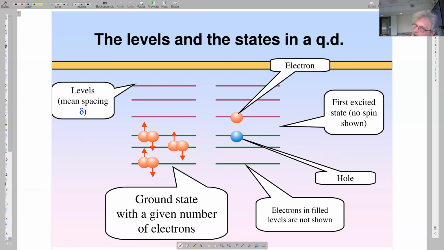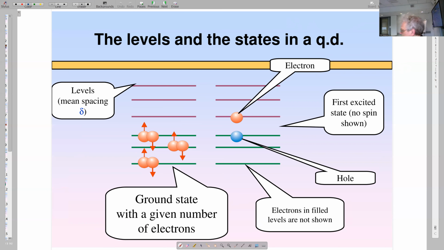Let me now get a bit more practical and talk about the levels, which are placeholders to put electrons, and actual dots where these levels are filled. And a certain filling of the levels, if you forget about interaction, just brings us to a certain quantum state of the dot.